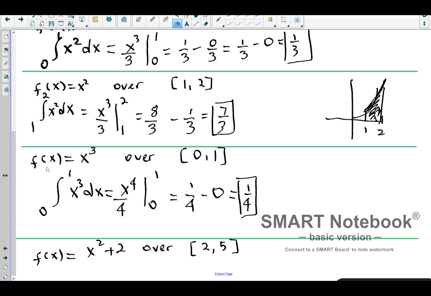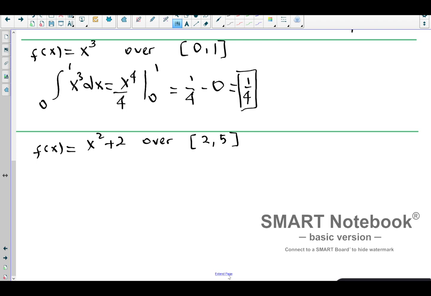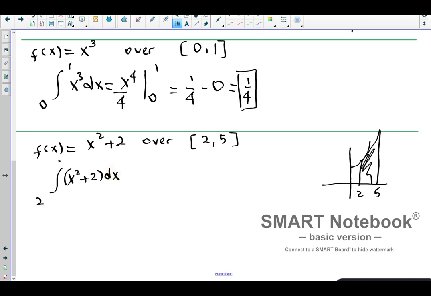All right, another example, this one has two terms, the integral of x squared plus 2. If you look at the graph, x squared plus 2 would be a little bit higher. It really goes the other way too, but right now we only want to know the area from 2 to 5, so roughly speaking, a region like this. Same technique: we're going to use the fundamental theorem of calculus. Integrate the function x squared plus 2 dx from 2 to 5.